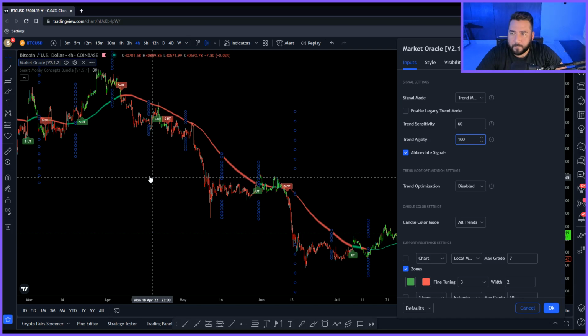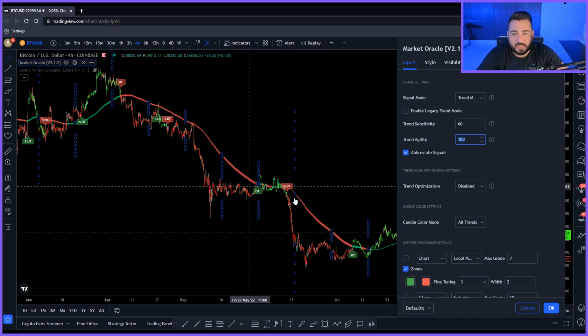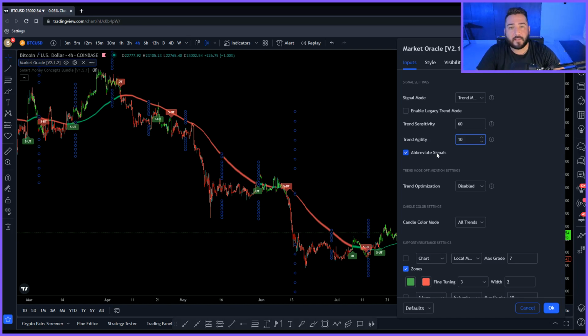Alrighty, so let's wait for that little eye to finish. I'm already very close to 100 or even at 100, and I don't see any big changes on my chart. So I'm going to dial my trend agility back down to somewhere around 40 or 30 or 20, something that you feel comfortable starting with. If you have no idea, just start with 10. Remember, 10 is the lowest agility that you can add, and then start raising your agility in 10 increments.